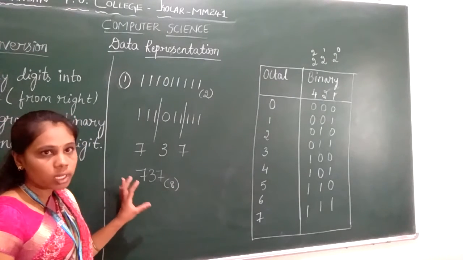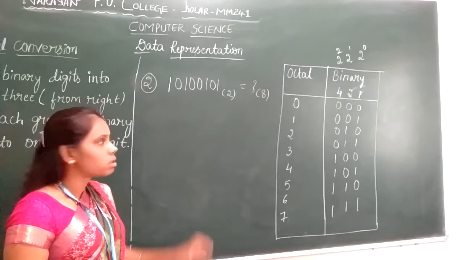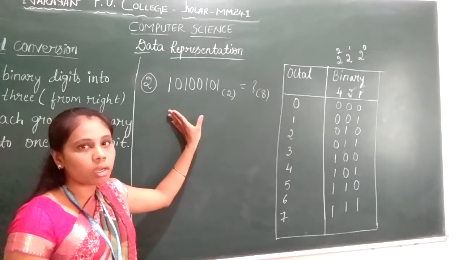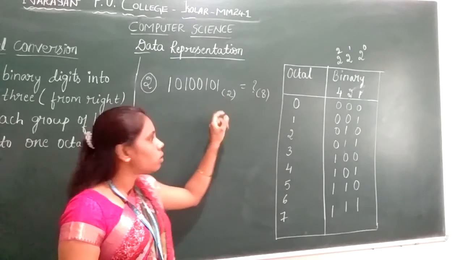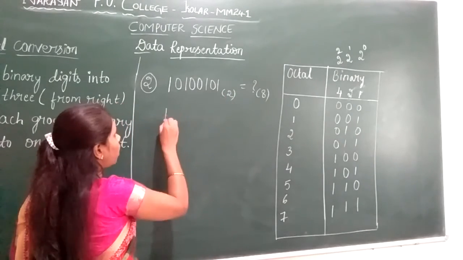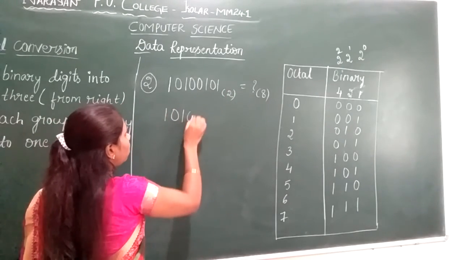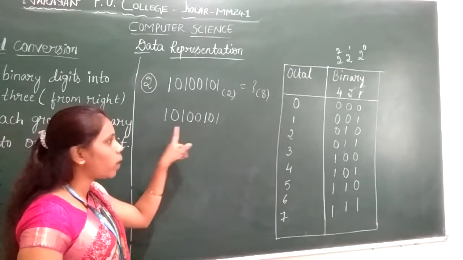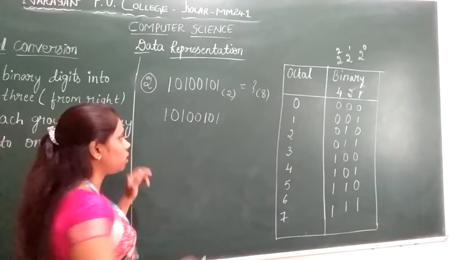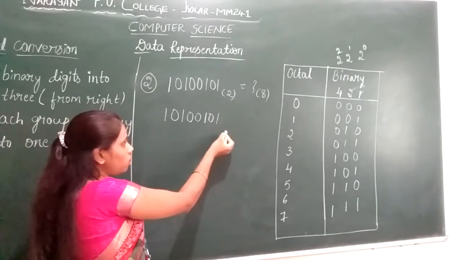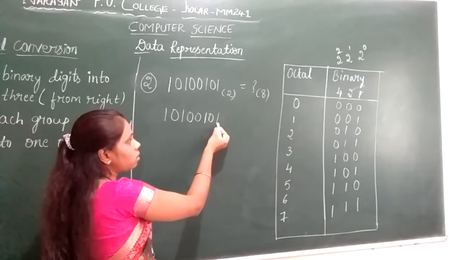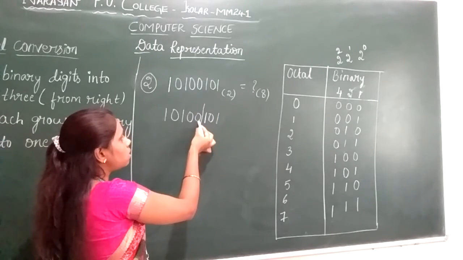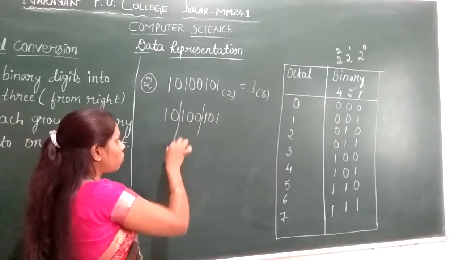So now we will see one more example. This is one more example. This binary number should be converted to octal. Now take these binary values 1 0 1 0 0 1 0 1. Now divide these binary digits into groups of 3, starting from right to left. So I will take 3 digits 1 0 1 as one group. Again consider 1 0 1 as one more group.